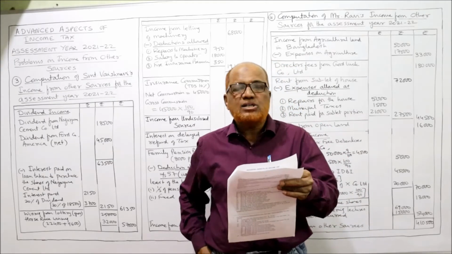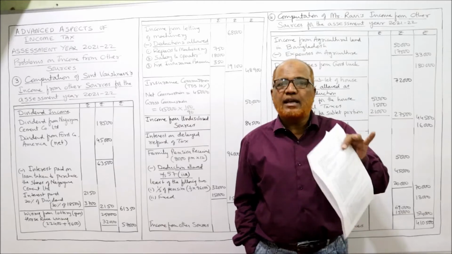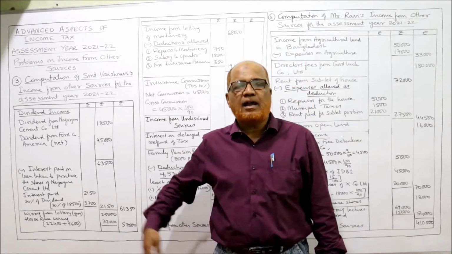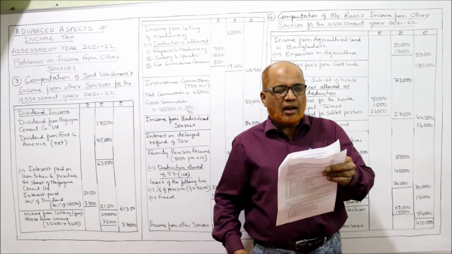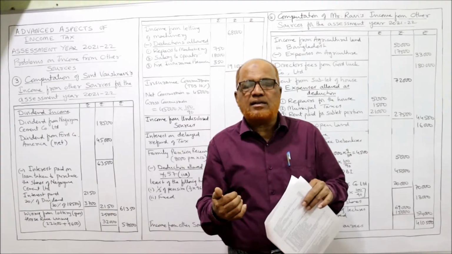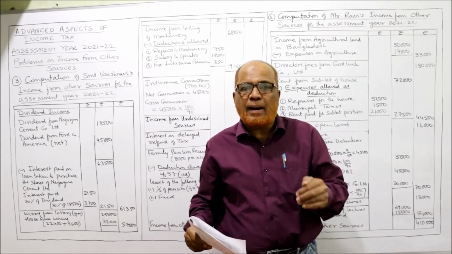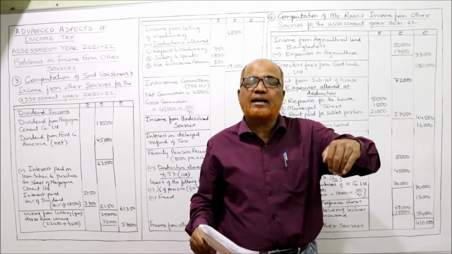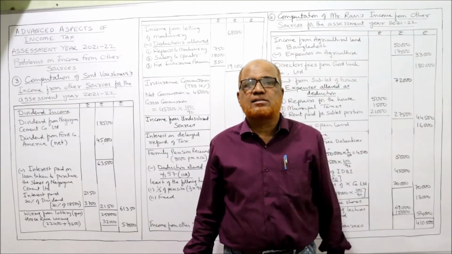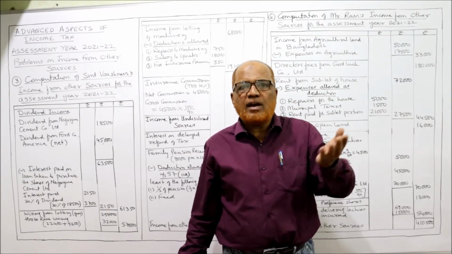Next, income from undisclosed sources. The Income Tax Act says if there is any income from undisclosed sources, that is also taxable under income from other sources. A refund of income tax: when there is a refund of income tax, it is not an income. It is our money which we are getting back because we have paid excess income tax. We have paid more advance tax, so the income tax department is refunding us. So our money we are getting back.